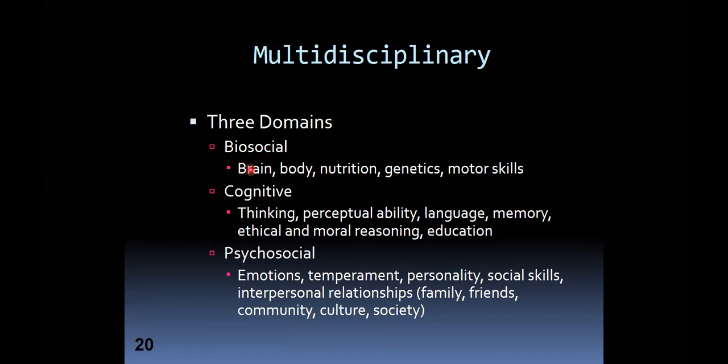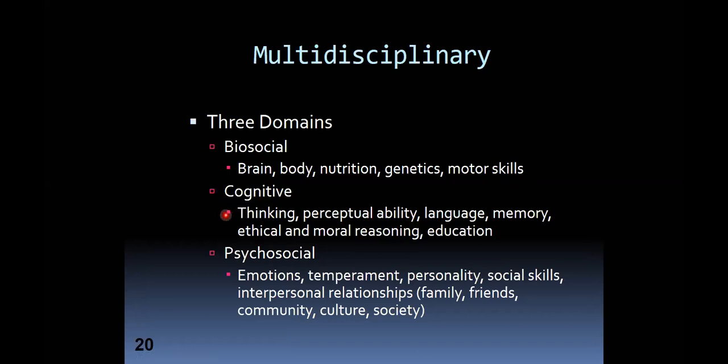To study this, we have to study the brain, the body, nutrition, genetics, development of motor skills. So we need biologists, nutritionists, geneticists, kinesthesiologists who study development of motor skills, all kinds of different fields to understand that. We also then have the cognitive domain, and that is how we process information.